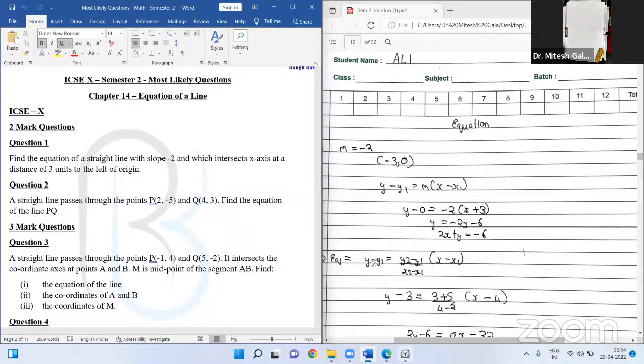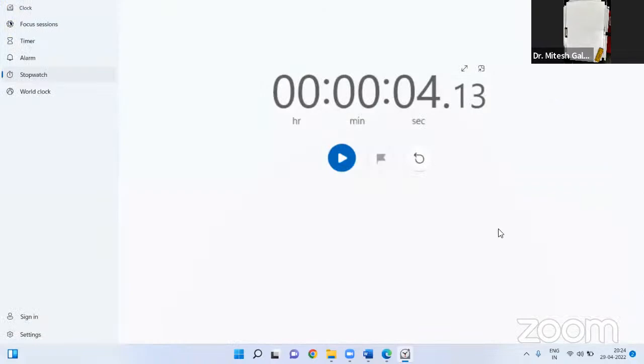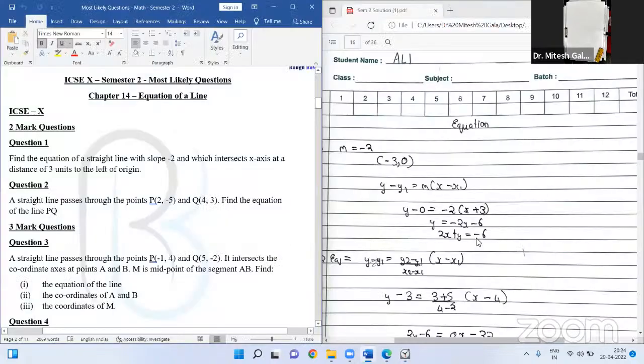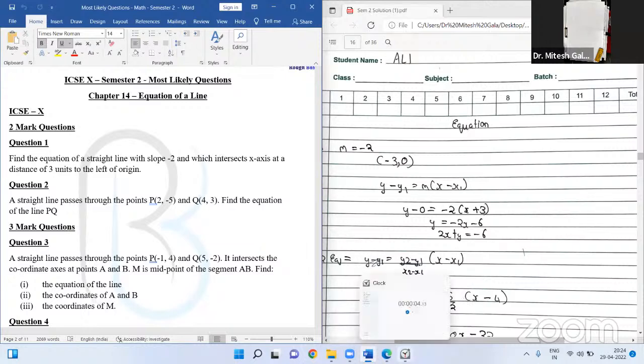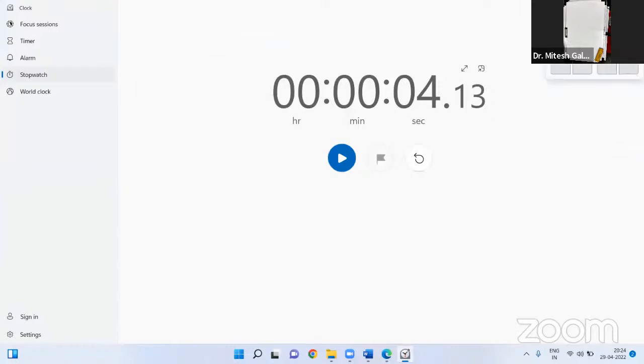Again, we'll wait for 1.5 minutes. So the answer should be minus 6. Why is it supposed to be minus 6? Minus 2x minus 6. It will remain minus 6, correct? Chalo, go with this one, everybody.